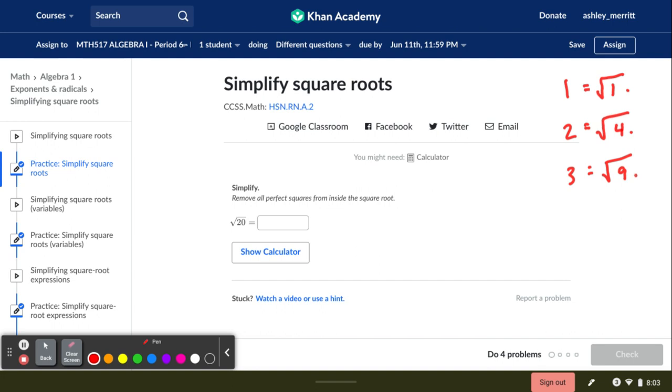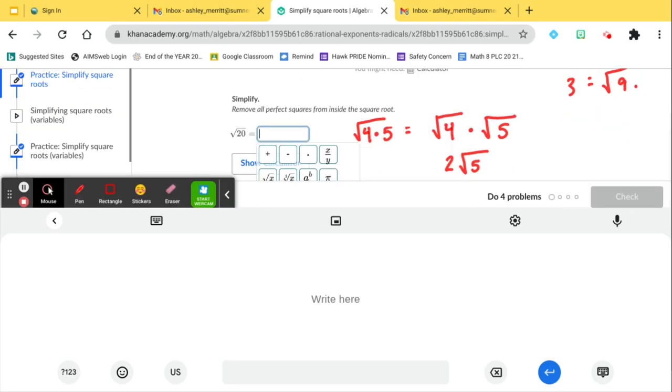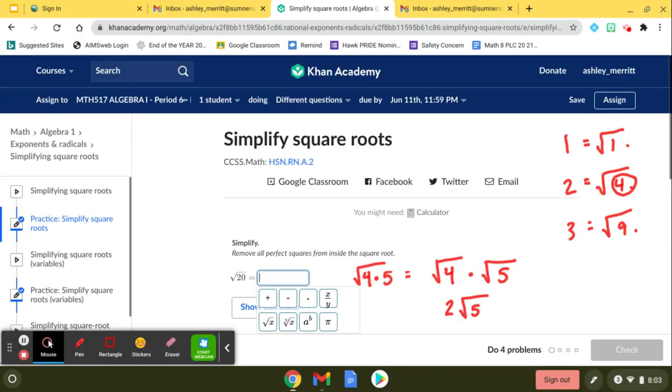So 20, thinking of perfect squares, the factors of 20 that involve a perfect square would be 4 and 5. So the square root of 20 is equal to the square root of 4 times 5, which we can write as the square root of 4 times the square root of 5. Well, I can't square root 5, but I can square root 4, which is 2, which then still gets multiplied by the square root of 5. So it'd be 2 square root of 5.